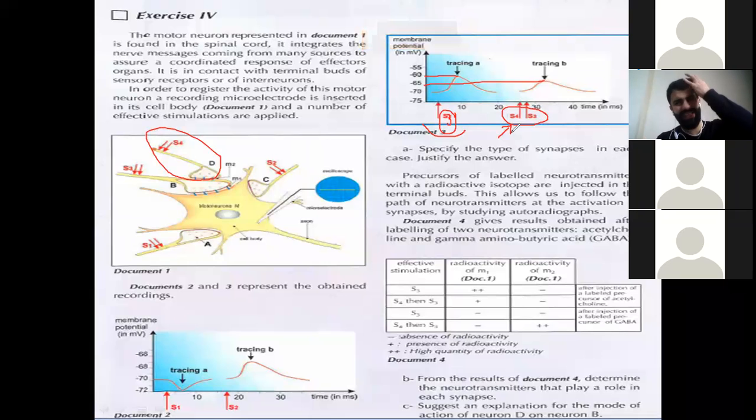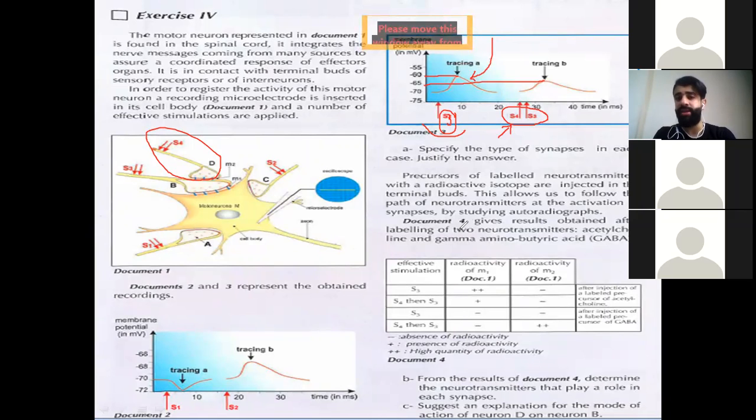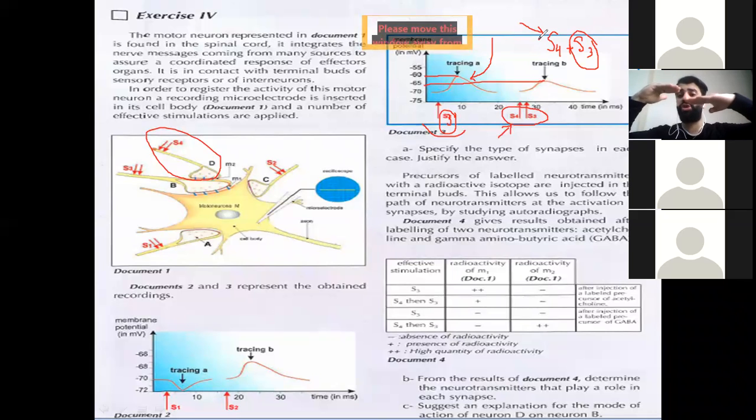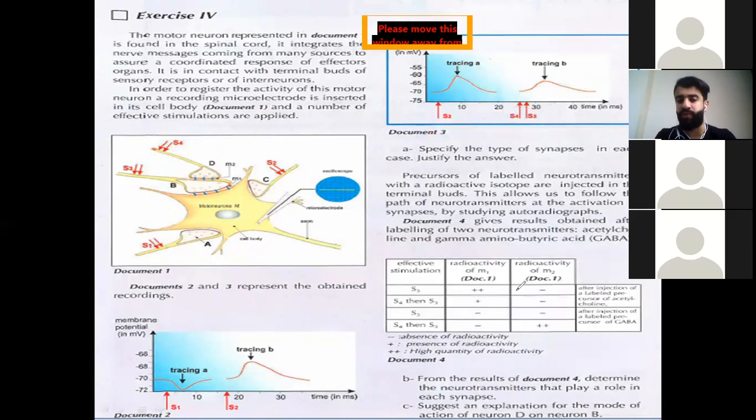It didn't reach the threshold? Not exactly. With S3 alone, it increased to about minus 60, while S4 and S3 together reach only minus 65. So S4 causes inhibition, it decreases the membrane potential. That's why it's said to be an inhibitory one. S3 alone increases to minus 60, whereas S4 with S3 increases to about minus 65. So we have an inhibitory role for S4. That's why it's said to be an inhibitory synapse for S4. Okay, Selena?